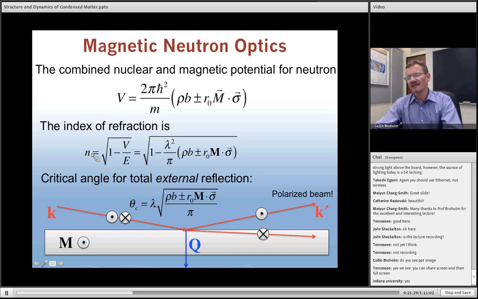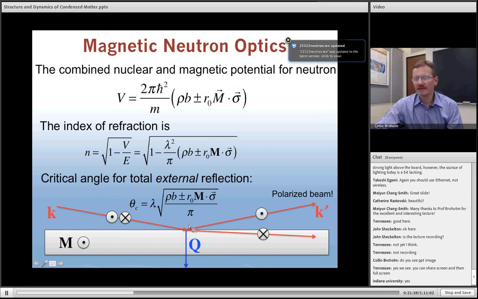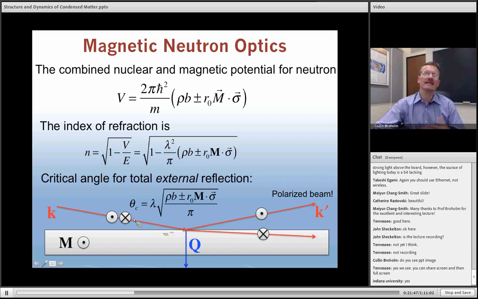And this is interesting and important because that means that in Snell's law, we end up being able to have total reflection take place when we go from a vacuum to a material. And we talked about that in the case of the nuclear interaction, that we could have this kind of glancing total external reflection take place. And by introducing the expression for V into this square root, I end up with this type of expression for the index of refraction.